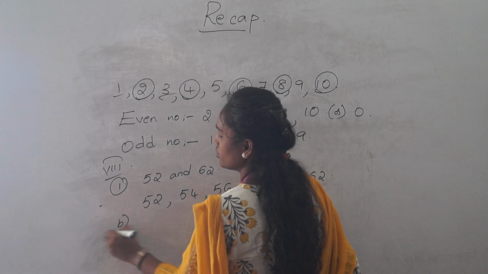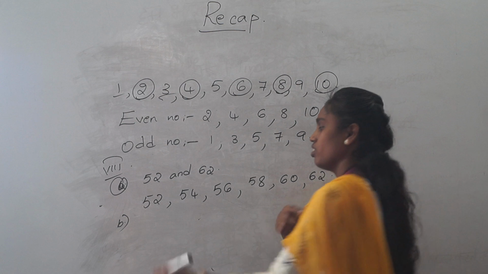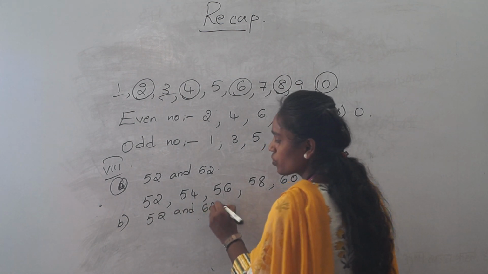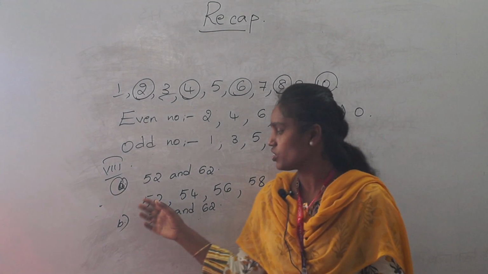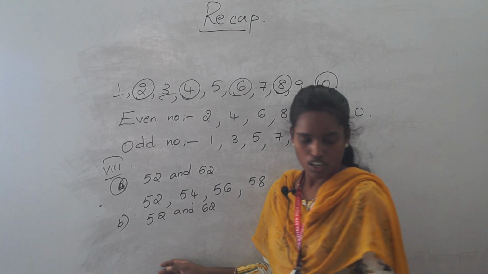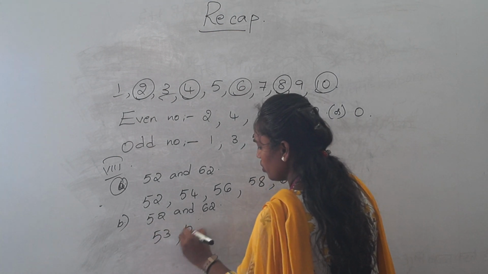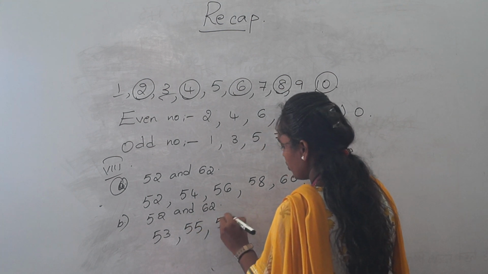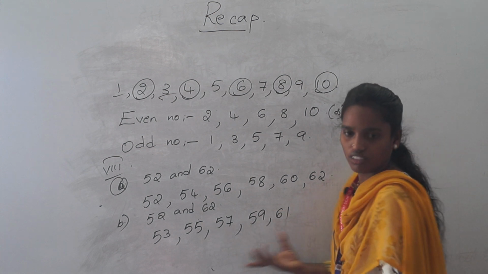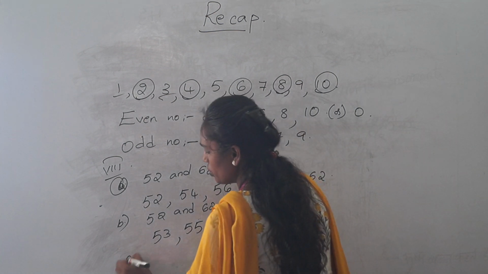Next, B bit. Odd numbers between 52 and 62. So the remaining numbers which are left behind here are nothing but odd numbers. Here we write any 4. So we can write 53, 55, 57, 59, and we can also write 61. Okay, so let's see the C bit.